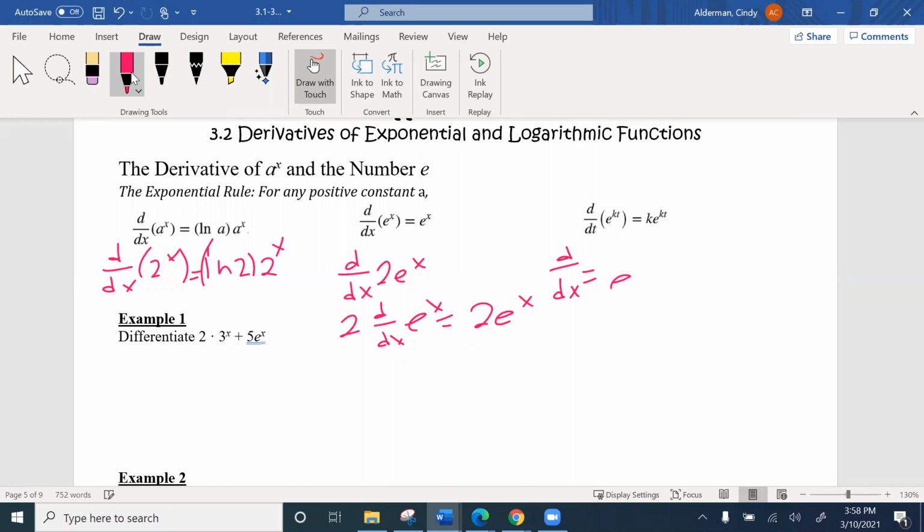e to the 4t. No, I don't want that, sorry. I don't want equals. I want here. Okay, so if I want to take the derivative of e to the 4t, then what I have to do according to this formula is move the 4 to the front and just write e to the 4t.